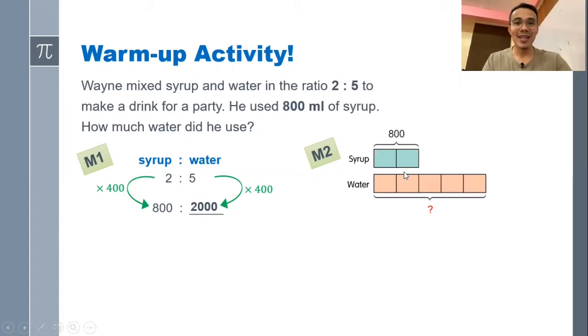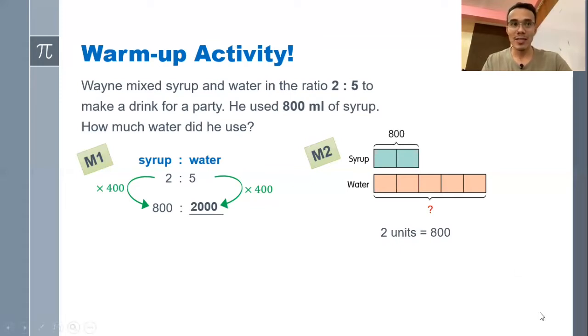Wayne used 800 ml of syrup. That's why this is labeled as 800. How much water did he use? That is the question. That's why these 5 units is labeled as question mark. Based on the model, we can say that 2 units is 800. In solving word problems using bar models, our first goal is always to find how much is 1 unit.